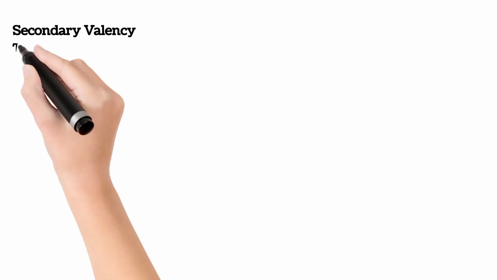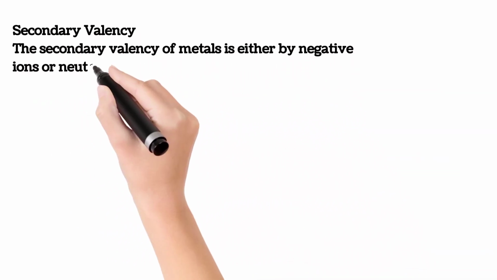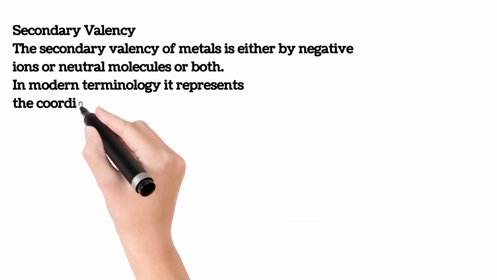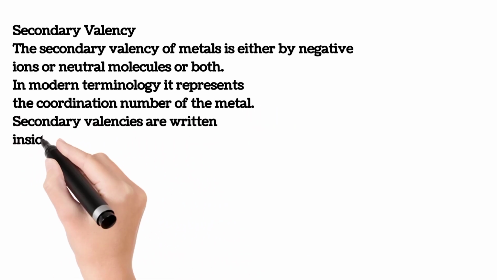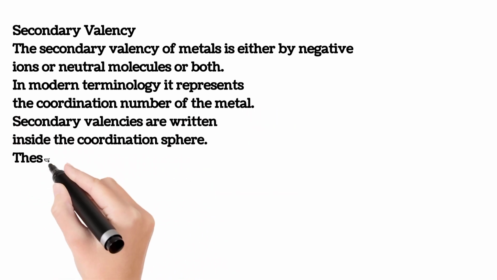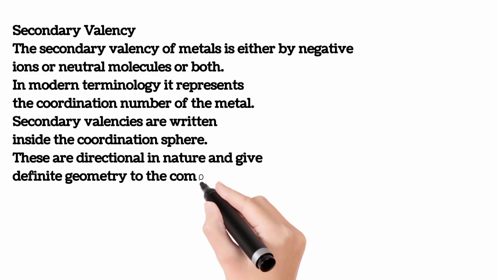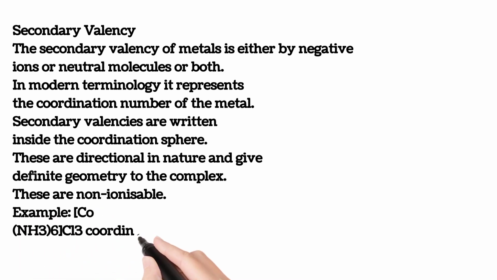Secondary valency. The secondary valency of metals is satisfied either by negative ions or neutral molecules or both. In modern terminology, it represents the coordination number of the metal. Secondary valencies are written inside the coordination sphere. These are directional in nature and give definite geometry to the complex. These are non-ionizable. Example: [Co(NH3)6]Cl3, coordination number is 6.